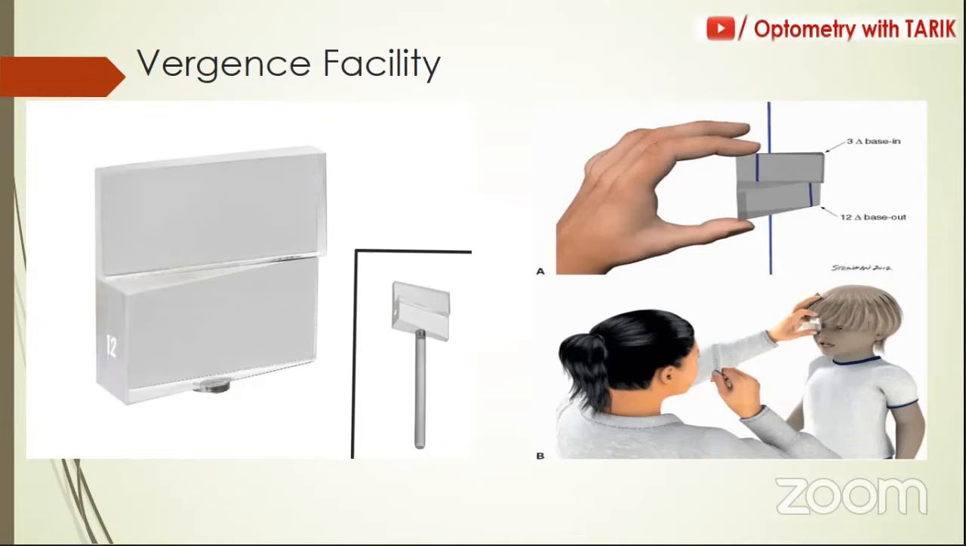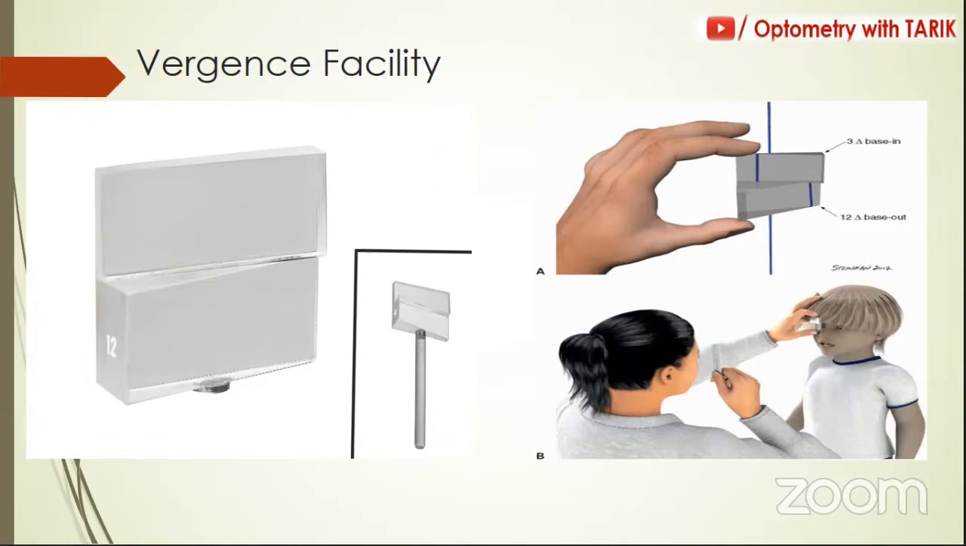So what I need to do is flip the lens. Rather than flipping, I will keep the lens which is 15 base out, then take it away. So when I keep it into the trial frame, that will give me a 12 base out effect. The moment I remove it, it will again be a 3 base in effect. So that is very simple how you can do it.